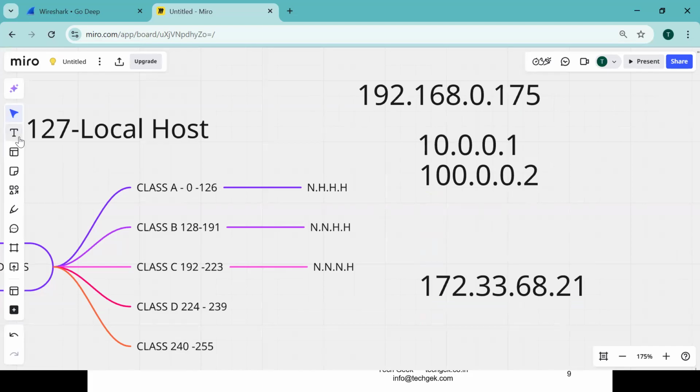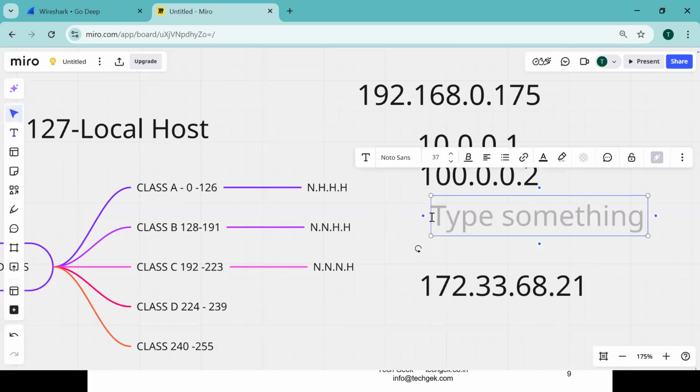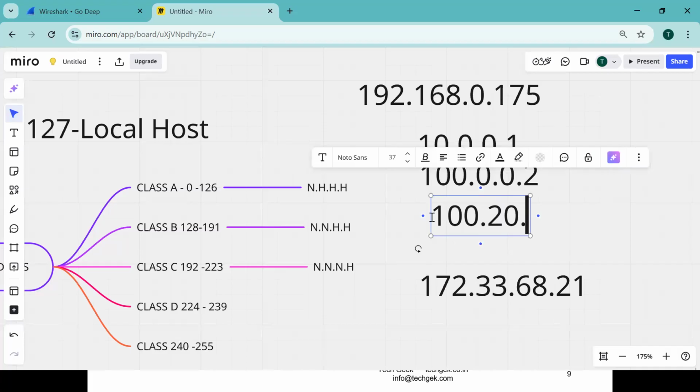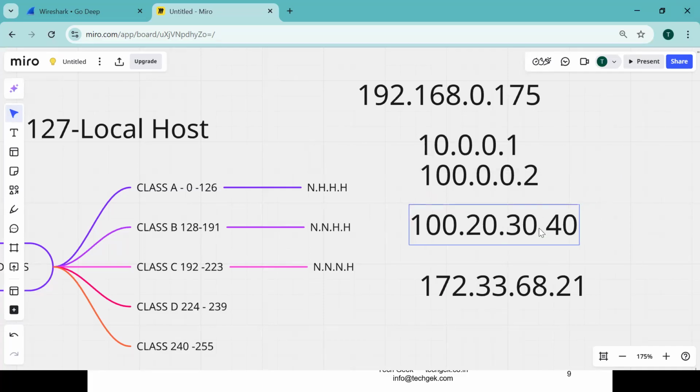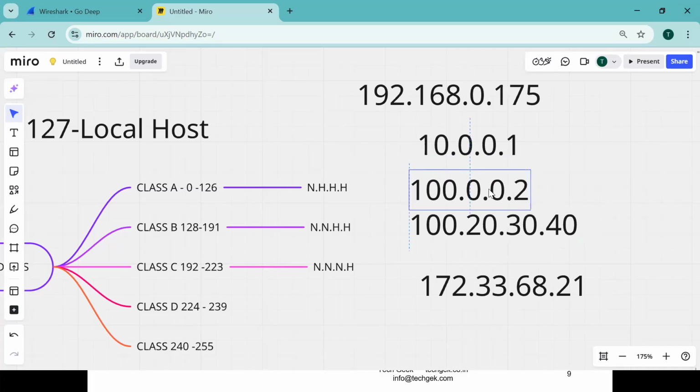If I have another IP address, let's say 100.20.30.40, then this belongs to the same network as 100.0.0.2. We don't bother about the host. We only bother about the network. So if you see 100 and 100, these are from the same network. Correct? You got my point, everybody? Let me give you one more example. Same class but different networks.